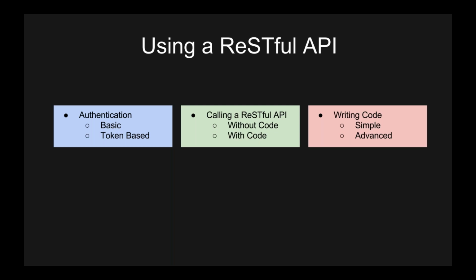Then we'll talk about writing code, a simple form of writing code in order to call a RESTful API. We'll talk about that briefly, and then finally, and it tends to be the larger topic, we'll talk about more advanced forms of writing code. So we're going to go into CI/CD, the definitions of those, some best practices, and a very high-level view of where you can go with this type of development.